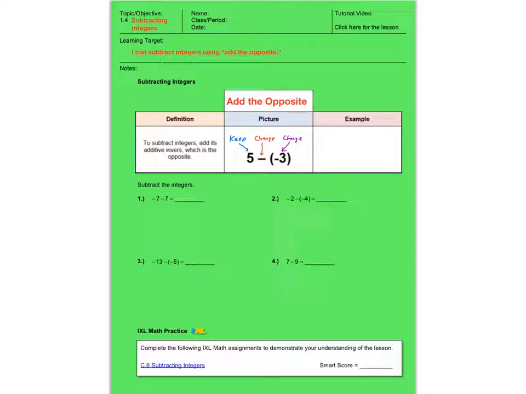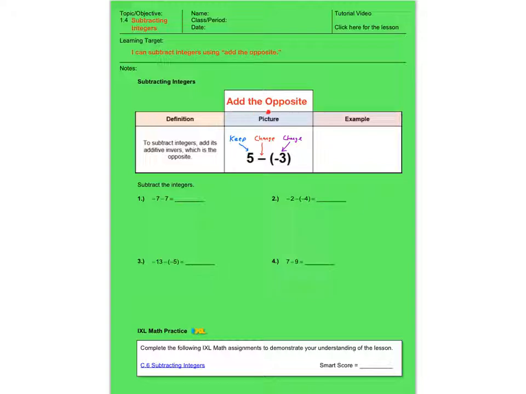Okay, here we go. Our lesson 1.4 is on subtracting integers, and our learning target is that we can subtract integers using add the opposite. Add the opposite is going to be kind of a new concept, and the reason why we do this with integers is because adding and subtracting are opposite of each other, and when you just say subtract when you have negative numbers, it gets a little tricky.